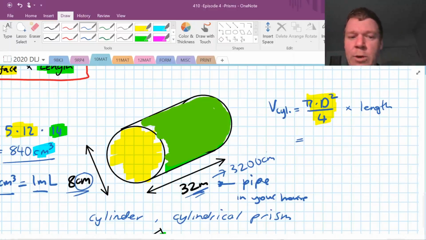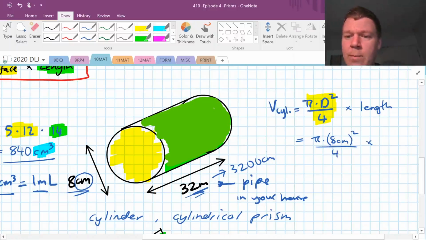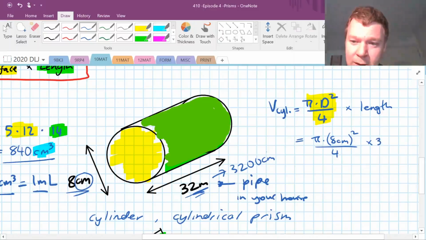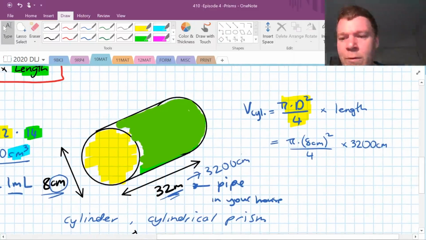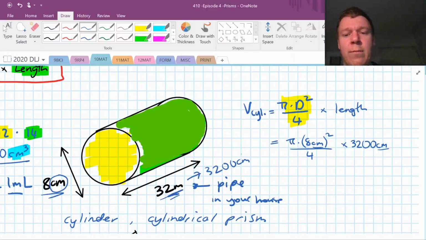Okay, so if we put all our numbers into our formula, we are going to get pi times 8 centimeters, I might just put that in brackets to show I've inserted it, divided by 4, multiplied by 3,200 centimeters. Whenever you're putting things into your formula, you want to have all your units the same. Otherwise, you're not going to get your answer in centimeters cubed.